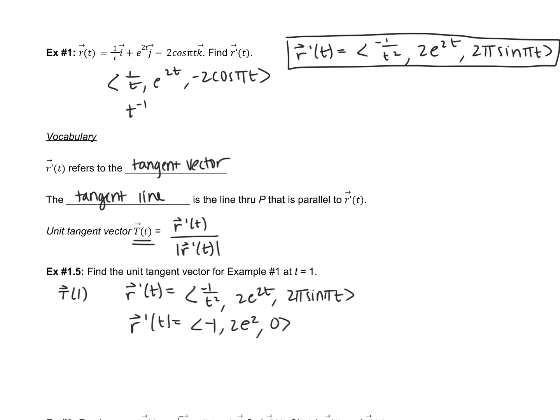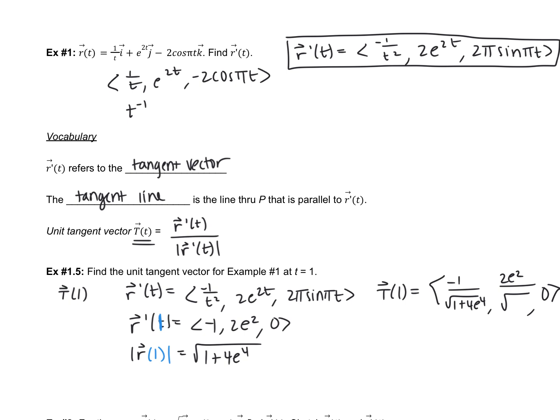We want this to be a unit vector though. Notation-wise, this should be a T of 1. So we are looking for r prime of 1, or the magnitude. So this is the square root of 1 plus 4e to the 4th. So our unit tangent vector then at 1 is negative 1 over the square root of 1 plus 4e to the 4th, and then 2e squared over that square root, and then 0. And if you want to know what that is approximately, it's approximately negative 0.068, comma 0.998, comma 0.